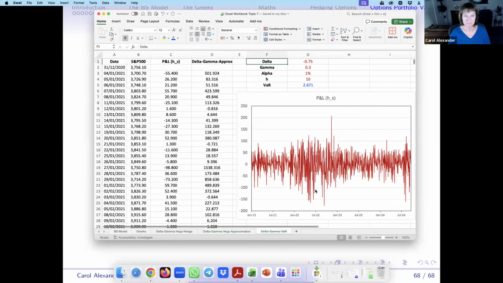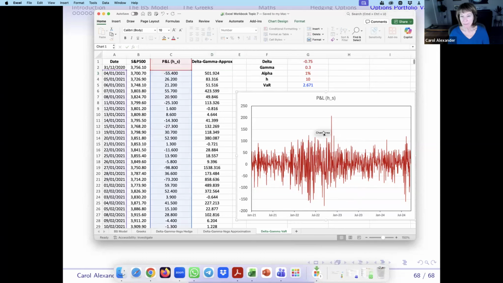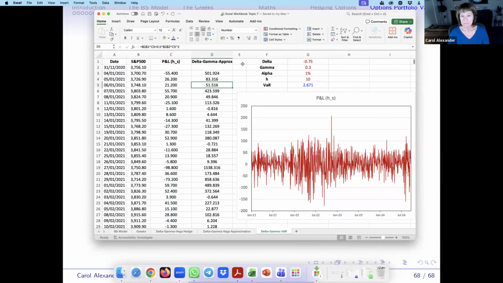Here we are. So here's our historical data on the S&P 500. These are the daily changes, which we use for HS. Then using this delta and this gamma fixed, the delta gamma approximation has got dollar signs in front of $G$1 and $G$2, so they won't change, but what does change is your HS, which is in column C. And this is what the P&L look like here. And that gives us a time series of changes in the option price.